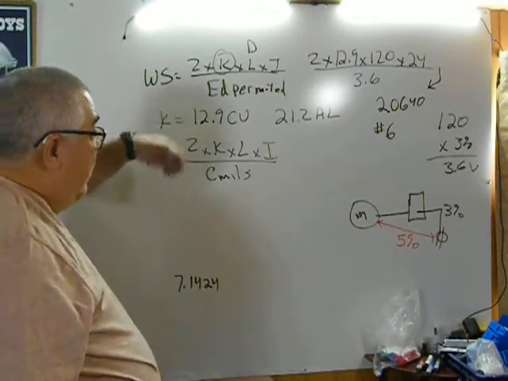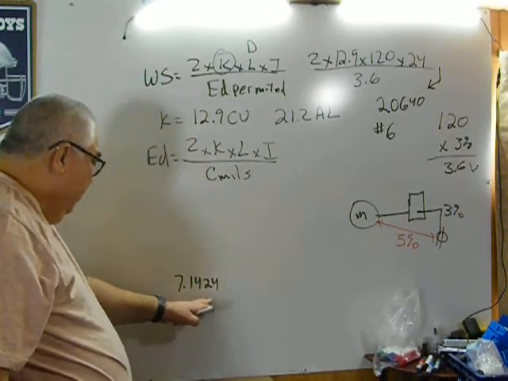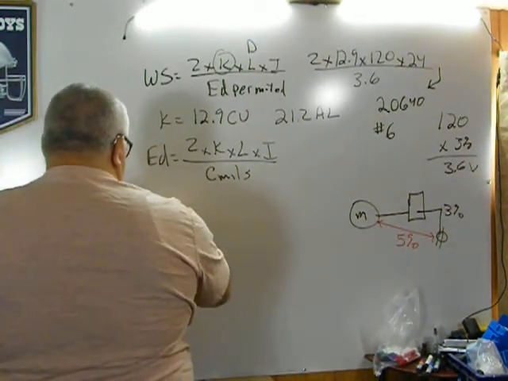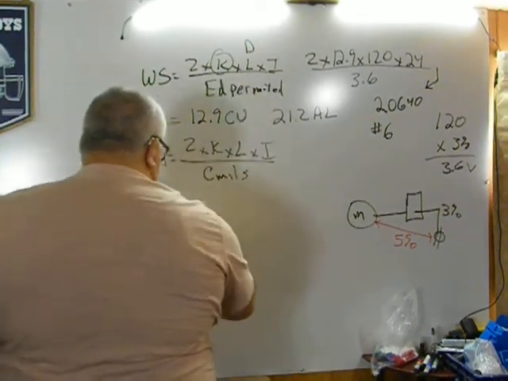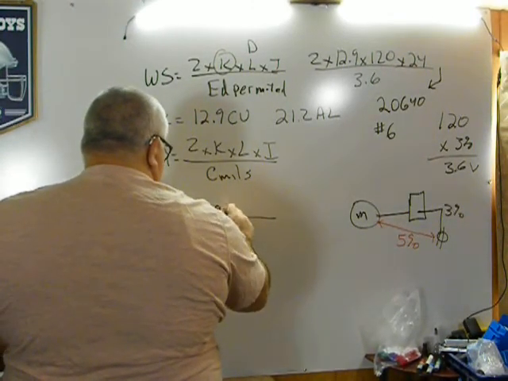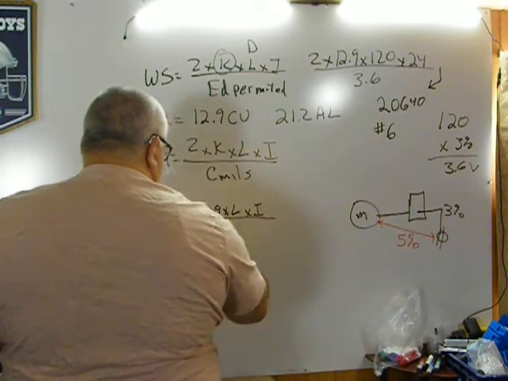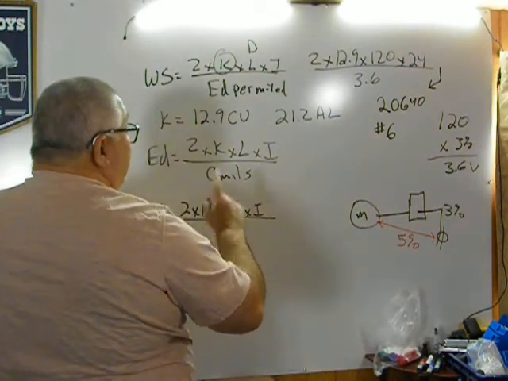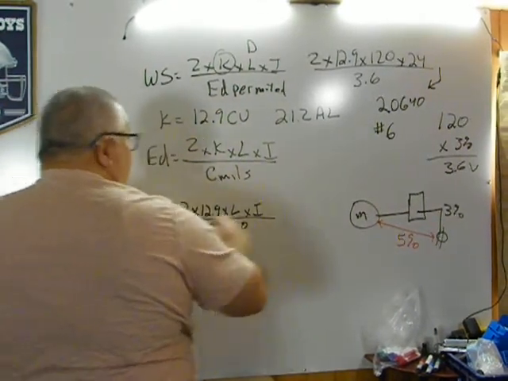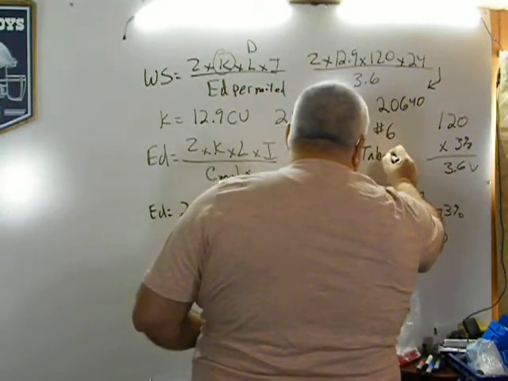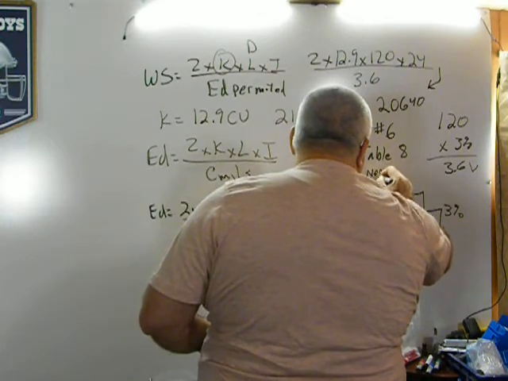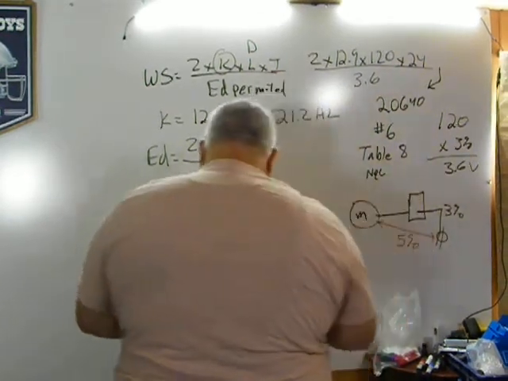Using this one, when we did that last formula, we came up to 7.1424. If I use this one, voltage drop, if I use that 12.9, 2 times 12.9 times my length times my I divided by the circular mills. So I have number 10, so this is 10 to the 80. This came from Chapter 9, table 8.